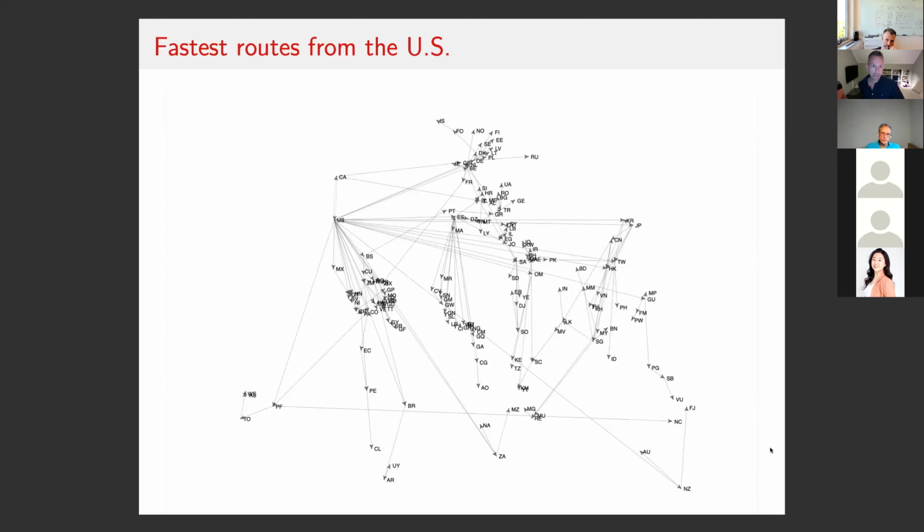This is just an example of how this network looks if you want to export from the US. You see clearly that you get some hubs. For example, to Northern Europe, you have Britain and the Netherlands over here. If you want to go to Africa, it seems that you have a hub in Spain or Portugal, perhaps. Latin America down here, Asia here, of course, with Hong Kong and Singapore and so forth.